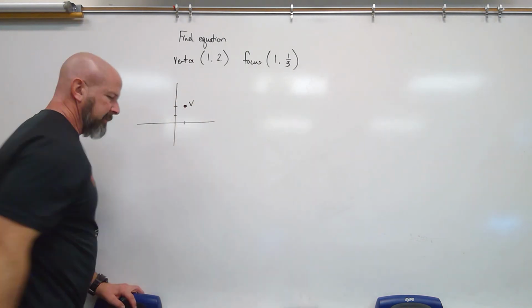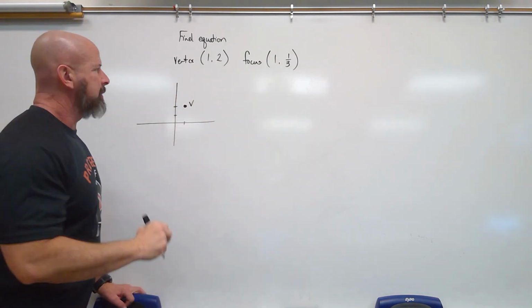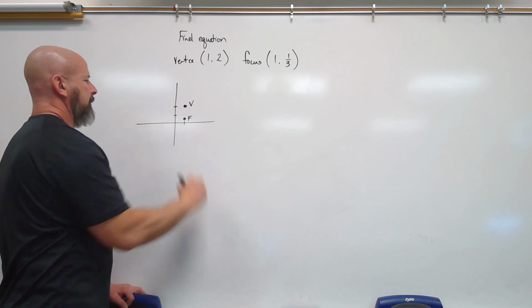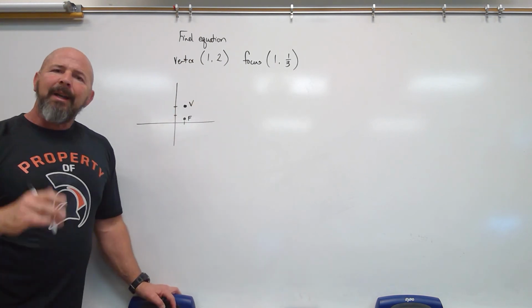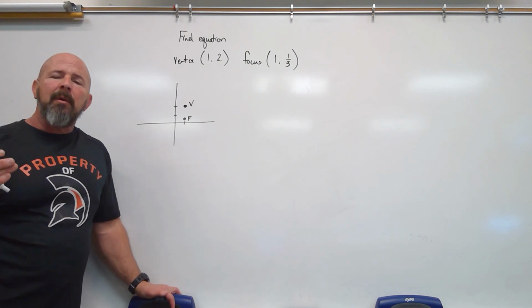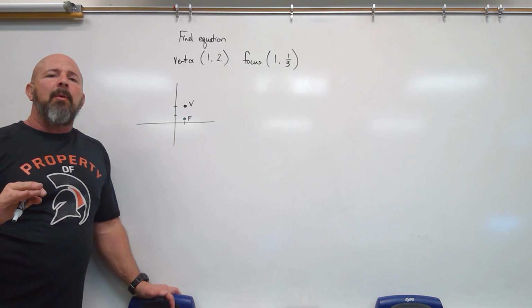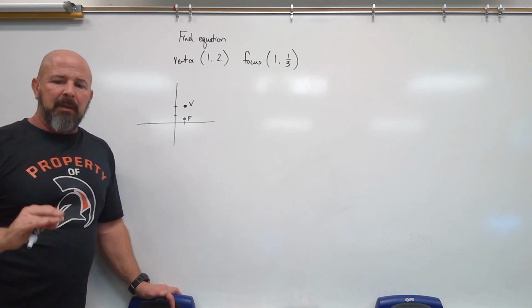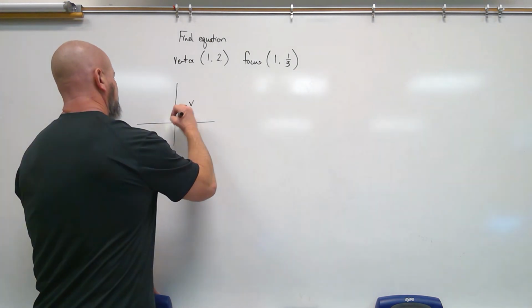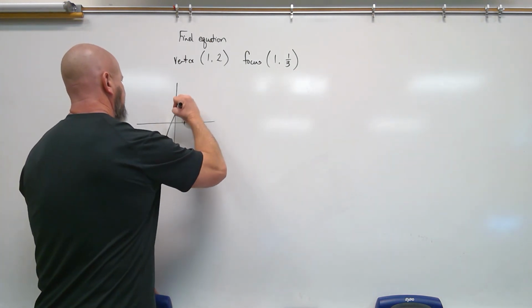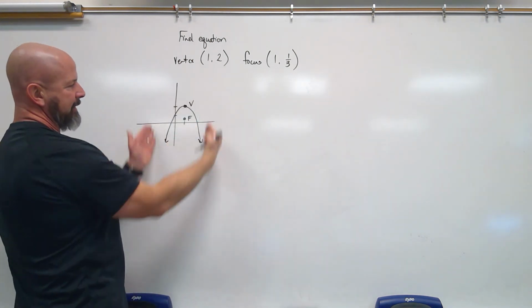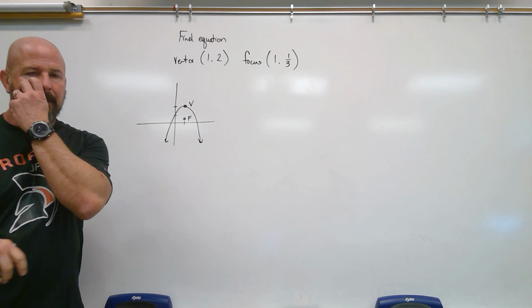Let's put a V for vertex. I plot the focus, 1, 1/3. All right, F for focus. Now I can visualize which way this parabola has to go, because what I remember is the focus is a point inside the parabola. So if the focus is a point inside the parabola, it looks something like this. Now again, this is not my exact parabola, but it gives me an idea. It's got to go down to keep that focus inside.